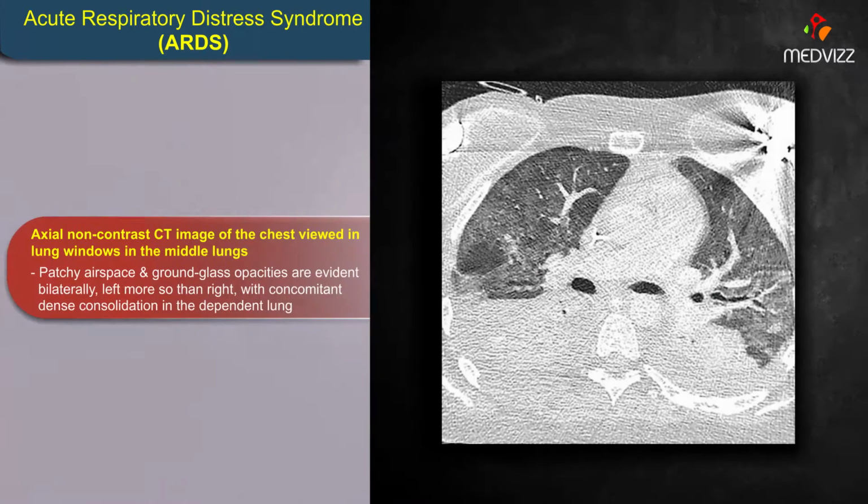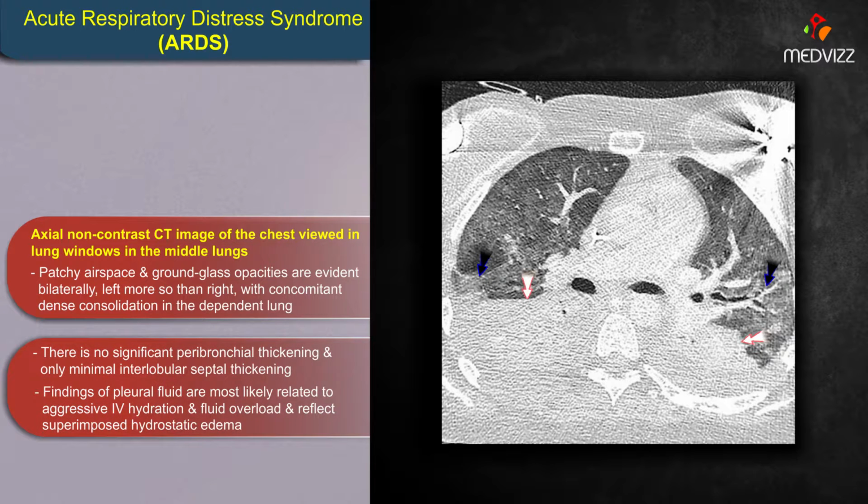Number 5. Axial non-contrast CT image of the chest viewed in the lung windows in the middle lungs. Patchy airspace and ground glass opacities are evident bilaterally, straight black arrows, left more so than the right, with concomitant dense consolidation in the dependent lung. You can see that with the straight white arrows. There is no significant peribronchial thickening and only minimal interlobular septal thickening. The findings of pleural fluid are most likely related to aggressive IV hydration and fluid overload and reflect superimposed hydrostatic edema.